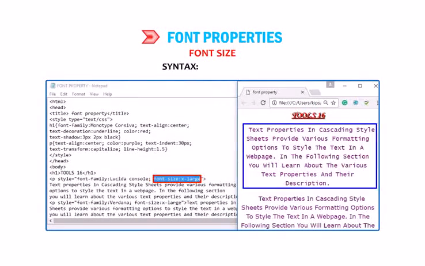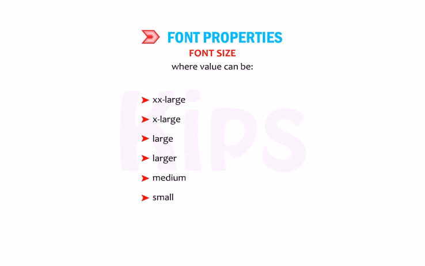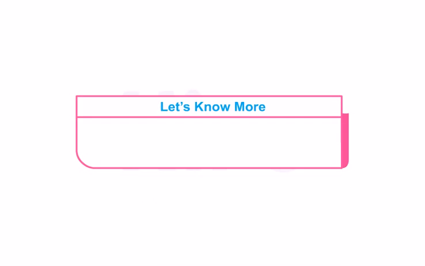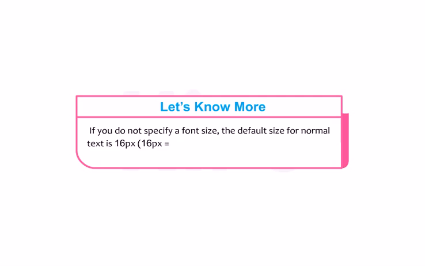Syntax, font-size: value, where value can be xx-large, x-large, large, larger, medium, small, smaller, x-small, xx-small, length, percent. Okay students, let's know more. If you do not specify a font size, the default size for normal text is 16px. 16px equals 1 em, where em is a unit for measuring the width of printed matter.